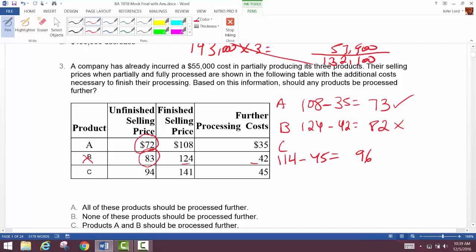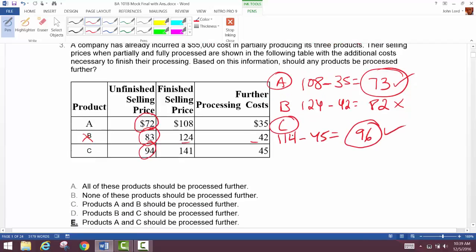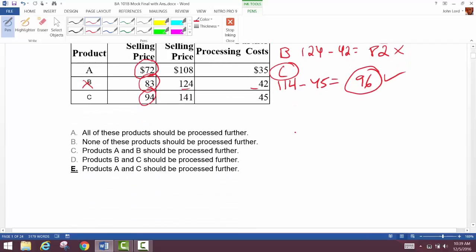How about C? We could sell it for 94 if we don't go any further, but if we sell it for 96, we can keep going, right? So we can make more money, I should say. So products A and C are the ones that we should continue to process, right?